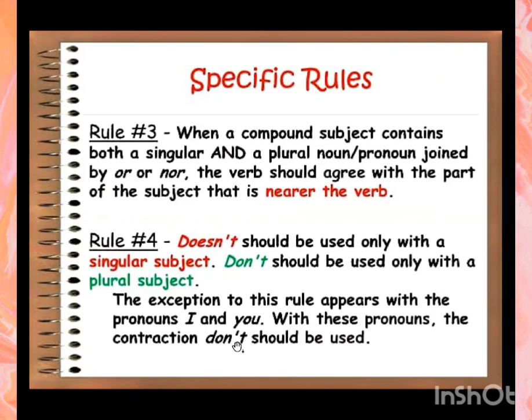We are using the contraction. And what do we understand by the word contraction? When we miss out a single letter, for example, do not, we have removed O and we have put an inverted comma here. So it has become don't. And this word is known as a contraction.